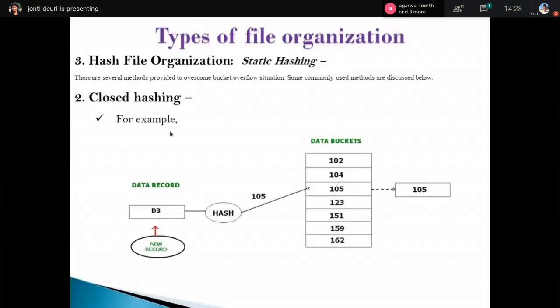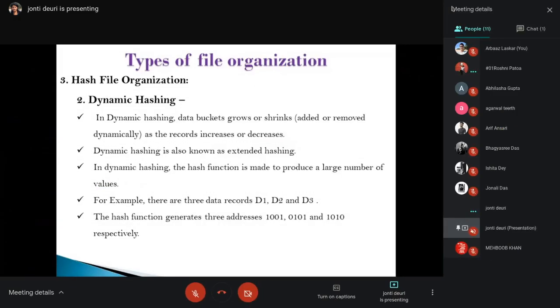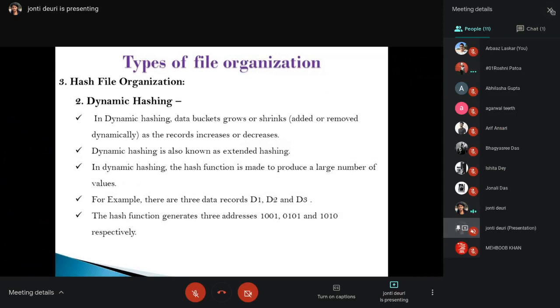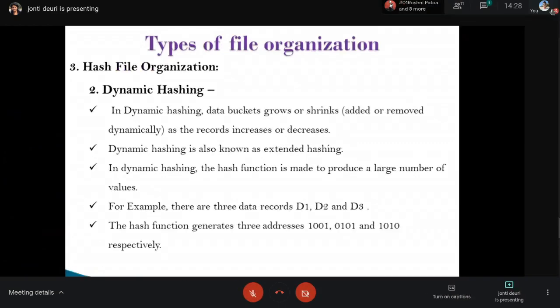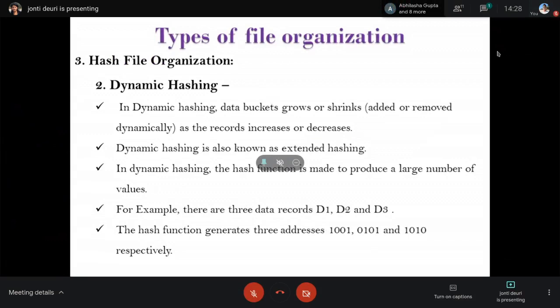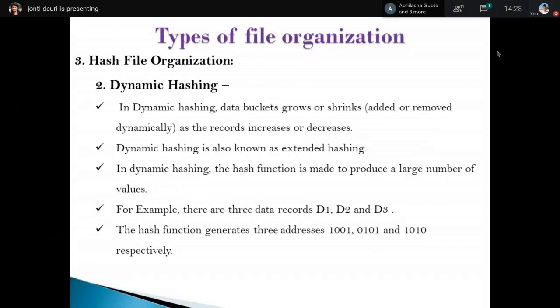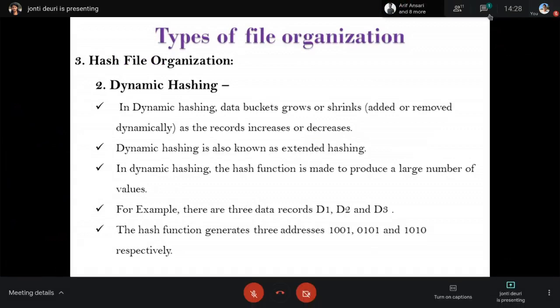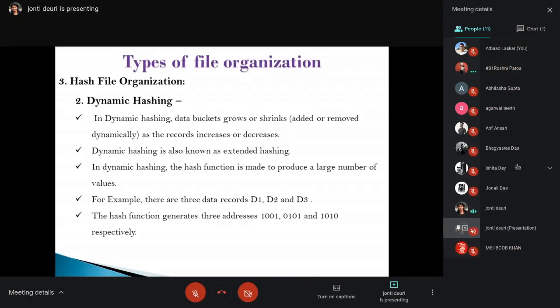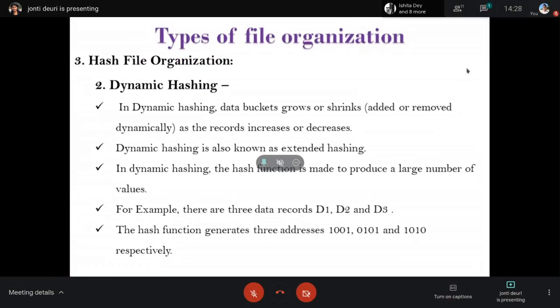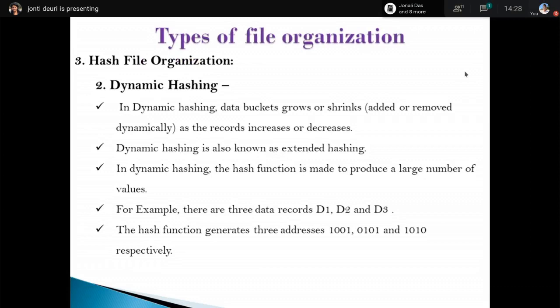Okay. So next we are coming to dynamic hashing. I have already told you that in dynamic hashing we can grow and shrink our buckets, increase and decrease them based on our records. So if our records are increasing, then we can increase our buckets also, make them bigger. And if we don't want that many buckets, then we can reduce them also. It is also called extended hashing.